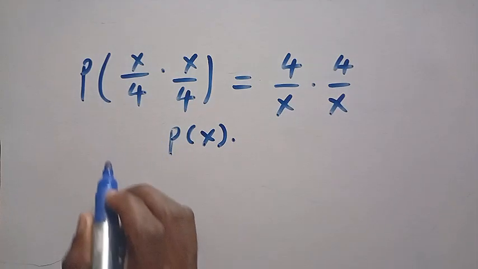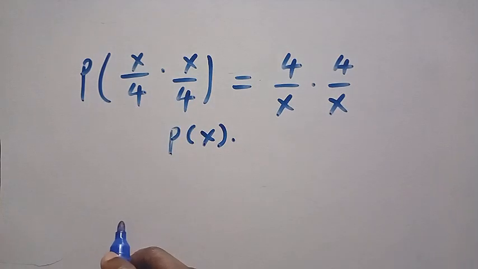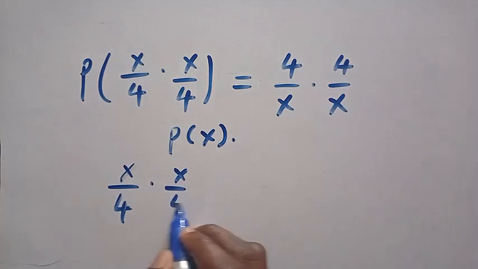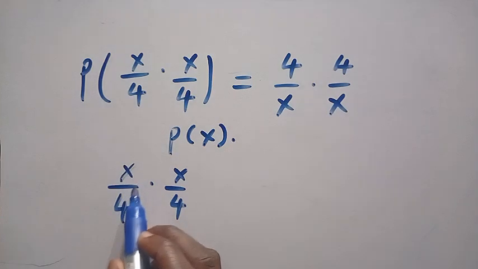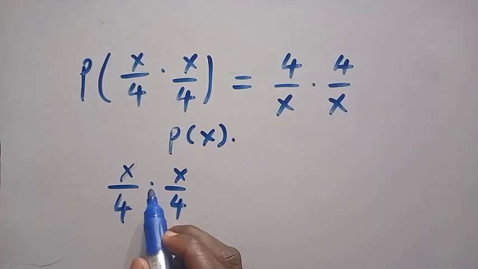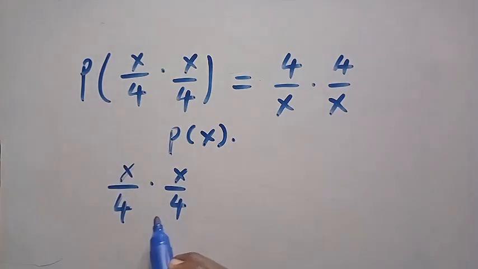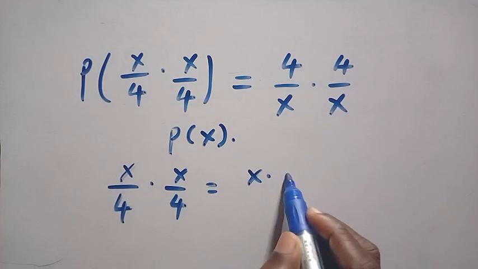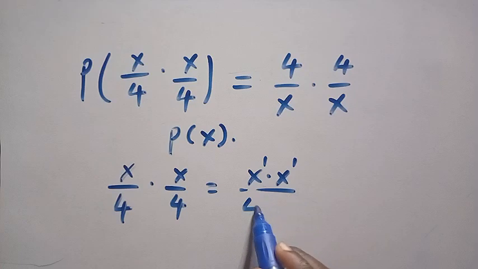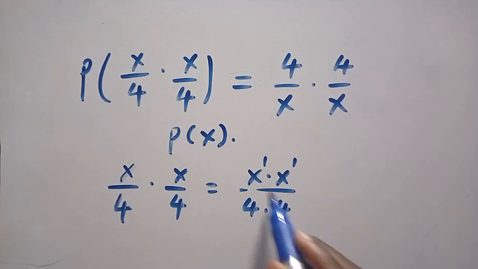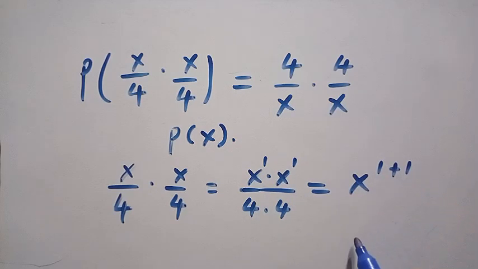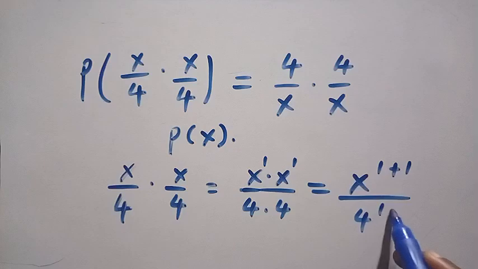Now to solve this, the domain of this function is given as x over 4 multiplied by x over 4. So we have the multiplication operation between these two variables, x over 4 and x over 4. When we multiply this together, we are going to have x times x raised to power 1, divided by 4 multiplied by 4. And by the law of indices, we have this as x raised to power 1 plus 1 divided by 4 raised to power 1 plus 1.